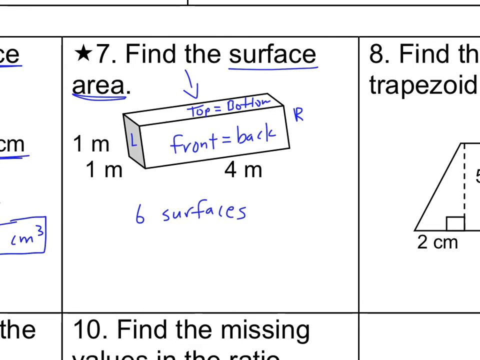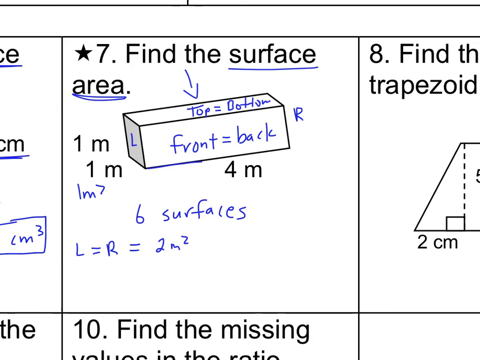So now we just go and we look at the left. Here is a 1 by 1 square, which is just going to be an area of 1 meters squared. And since left and right are identical, that means we're going to have two sets of 1. So our left and right are going to equal 2 meters squared.